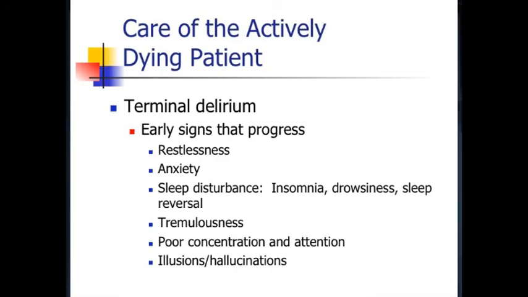So terminal delirium has early signs, and this is really apropos of what the question was. If a patient has some restlessness, expresses anxiety, has sleep reversal or insomnia, drowsiness during the day, tremulousness, poor concentration and attention, illusions, hallucinations. Remember, one way of thinking about delirium is that it's a common final pathway of a set of processes that can occur in isolation or in combination.